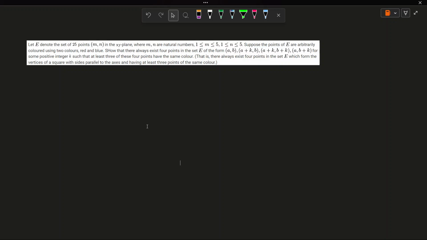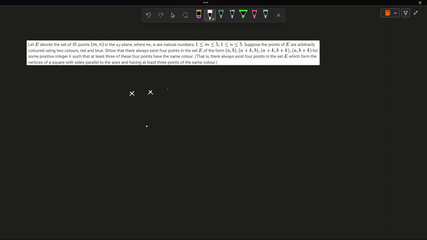Let E denote the set of 25 points (m, n) in the xy plane, where m and n are natural numbers less than 5. Suppose the points of E are arbitrarily colored using two colors, red and blue. Show that there exist 4 points in the set which are vertices of a square such that three of them have the same color. So this is a long case-based grind. Let us do it one by one.